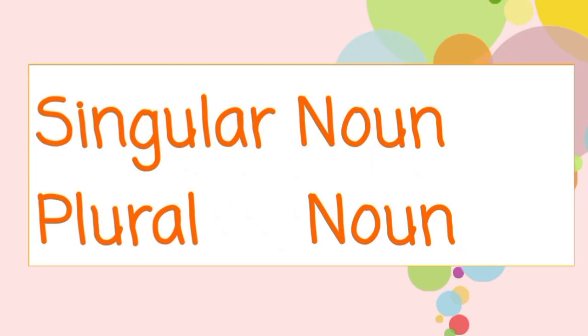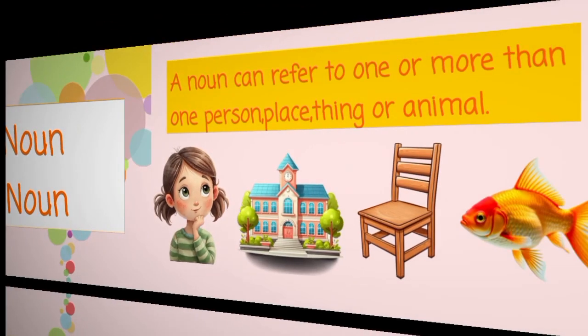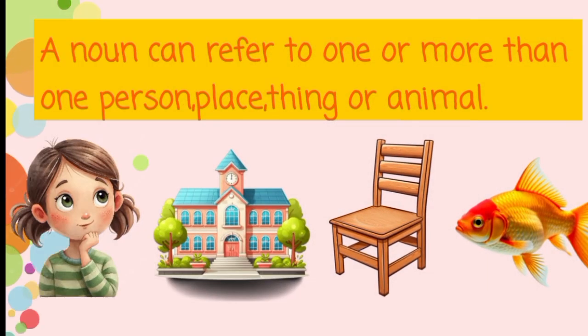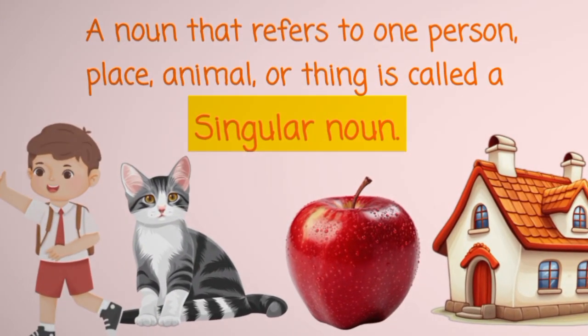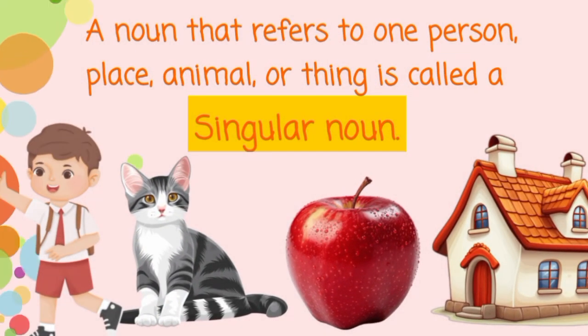Singular noun and plural noun. A noun can refer to one or more than one person, place, thing, or animal. A noun that refers to one person, place, animal, or thing is called a singular noun.